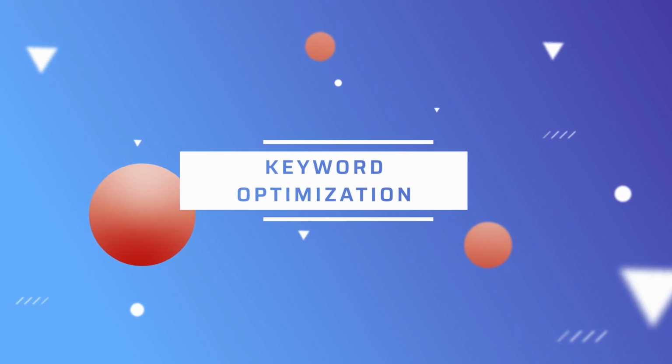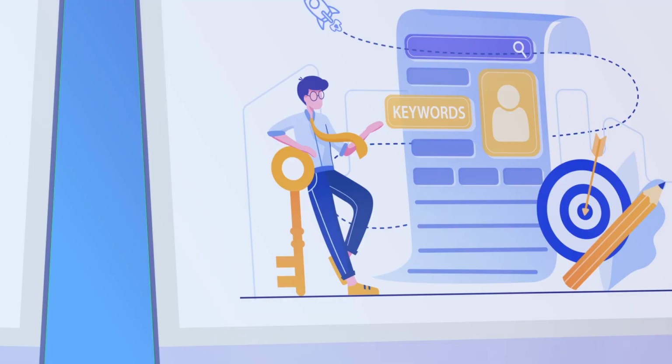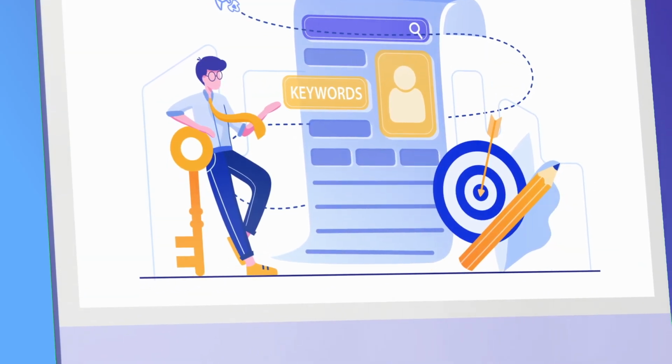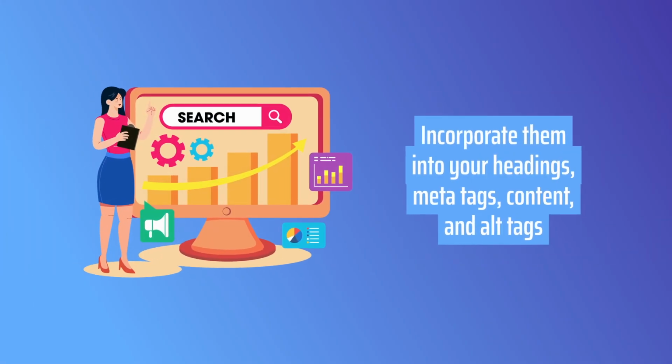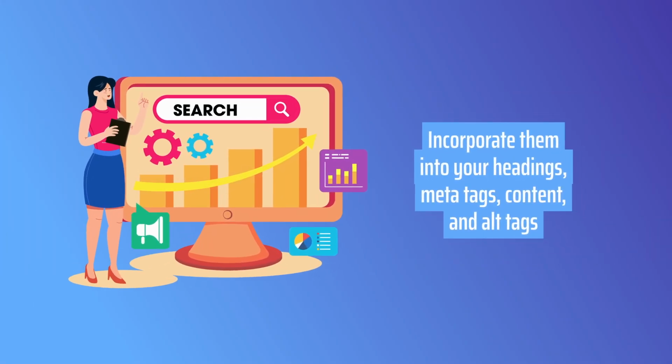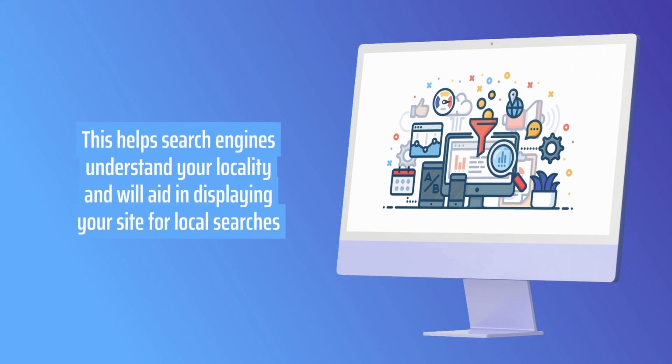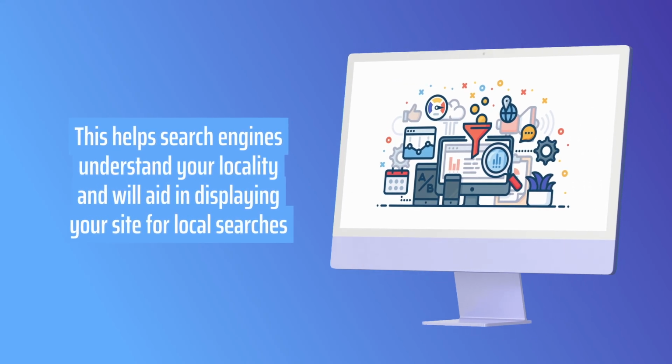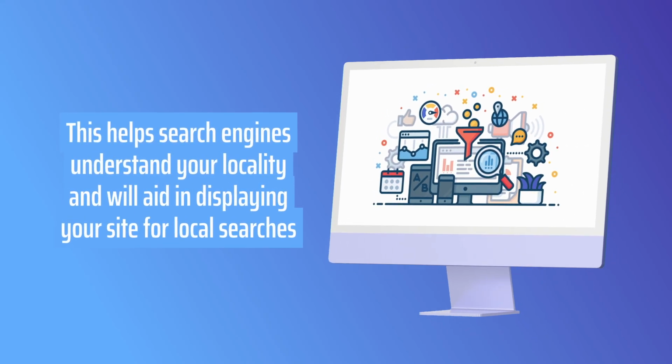Another strategy is keyword optimization. Research local keywords aligned with your target audience and incorporate them into your headings, meta tags, content, and alt tags. This helps search engines understand your locality and will aid in displaying your site for local searches.